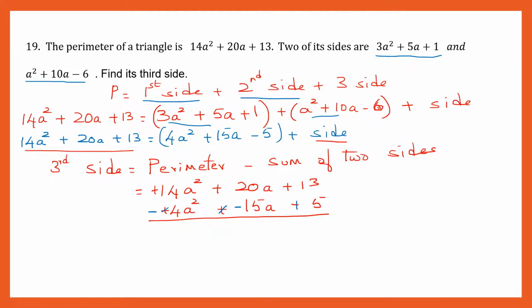Now let's work out. The first one, a square. When signs are different, put the sign of the bigger number and subtract. 14 minus 4 is 10a square. Again, signs are different. Put the sign of the bigger number and subtract. 20 minus 15 is 5a. Here the signs are the same. Put the same sign and add. 13 plus 5 is 18. So we have got our answer, 10a square plus 5a plus 18.